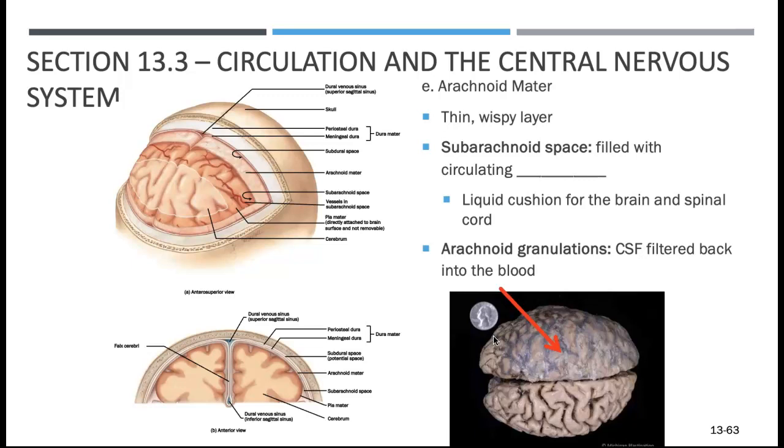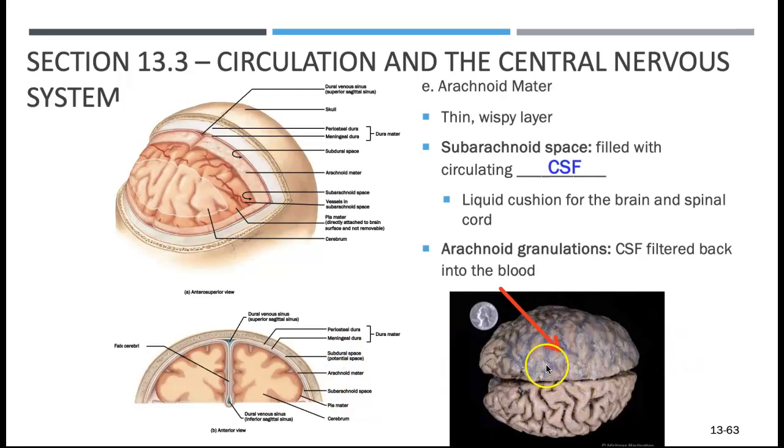Now let's talk more about the arachnoid mater. Like I said, this is a very thin, spider web type of layer. It's a wispy layer. And below it, we have our subarachnoid space that is filled with the circulating CSF. This provides a liquid cushion for the brain and the spinal cord. It's kind of like a little buoyancy type of fluid.